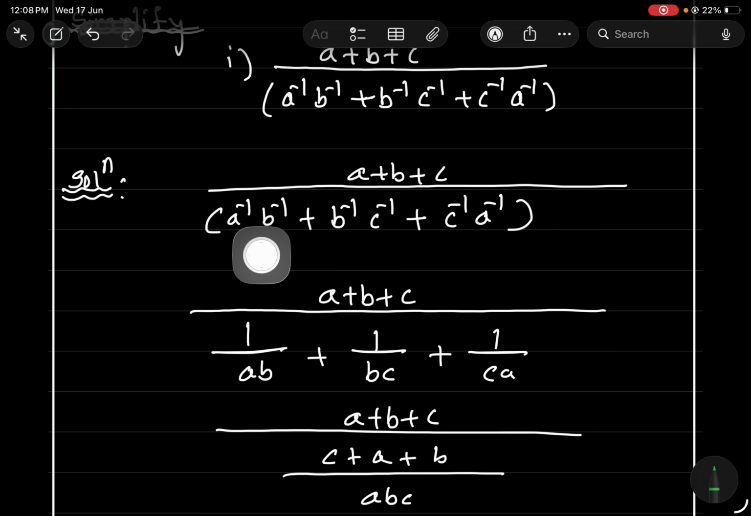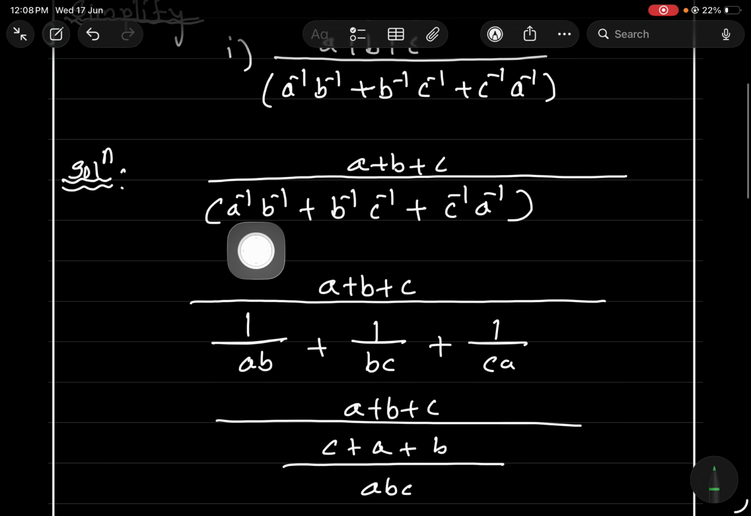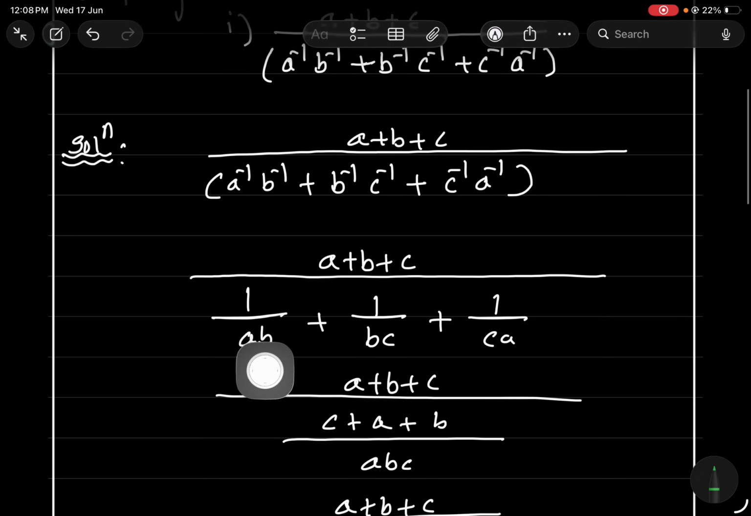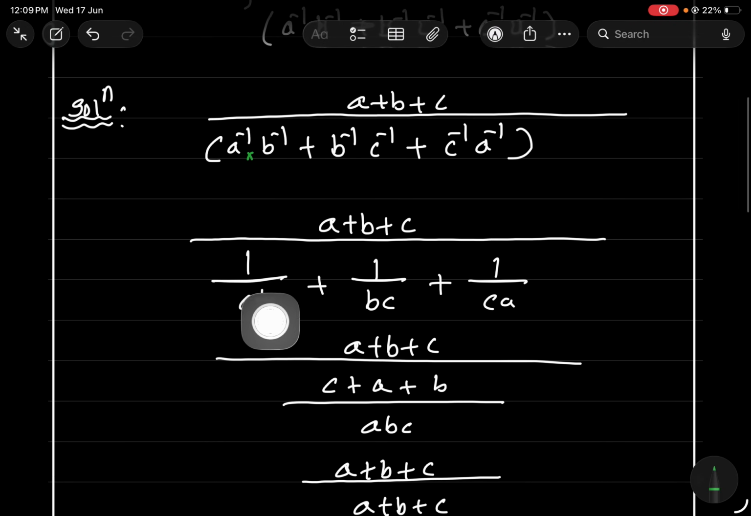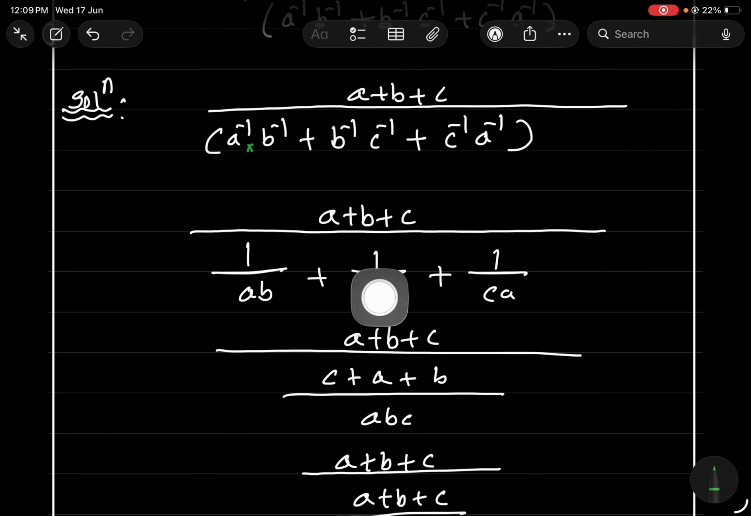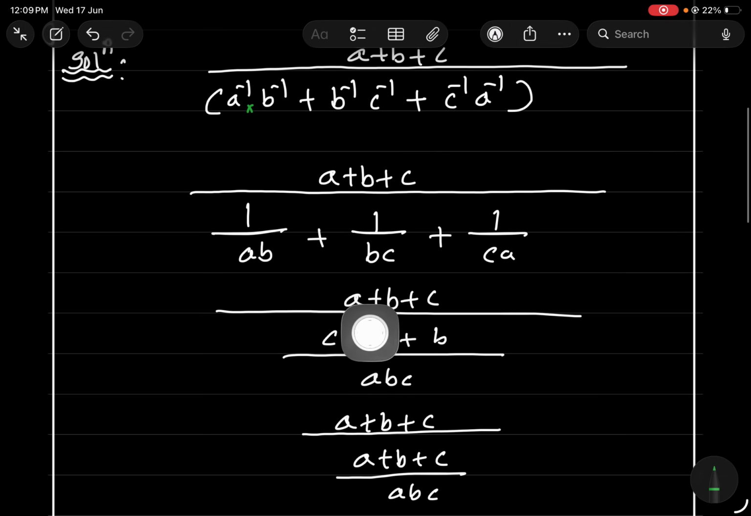Here the minus index is there, you know that, you are very familiar. So 1 upon a, b will come here. Here see, multiplication is there, so directly you can write 1 upon ab, both having index 1 here, positive. Now because it becomes the reciprocal of this a and b, so same here, 1 upon bc will come plus 1 upon ca. So now a + b + c as it is.